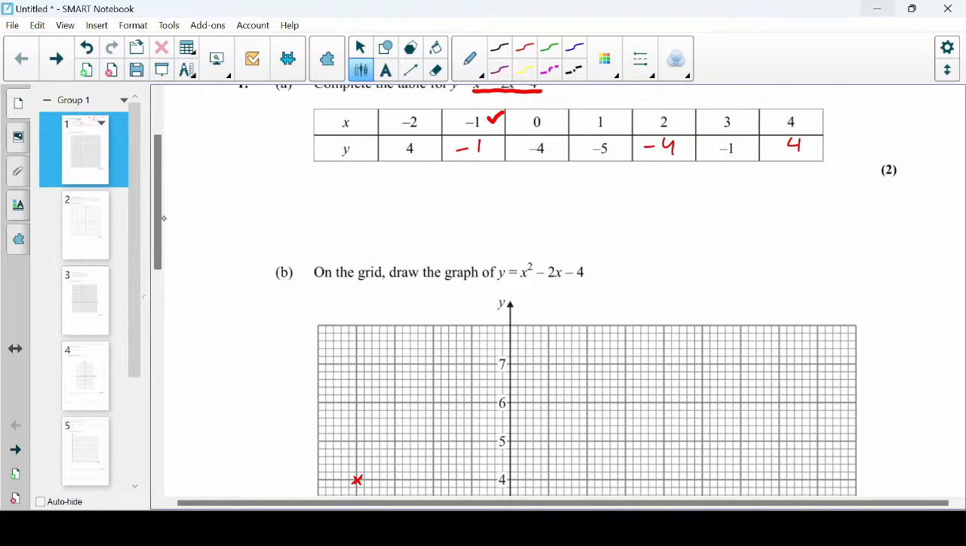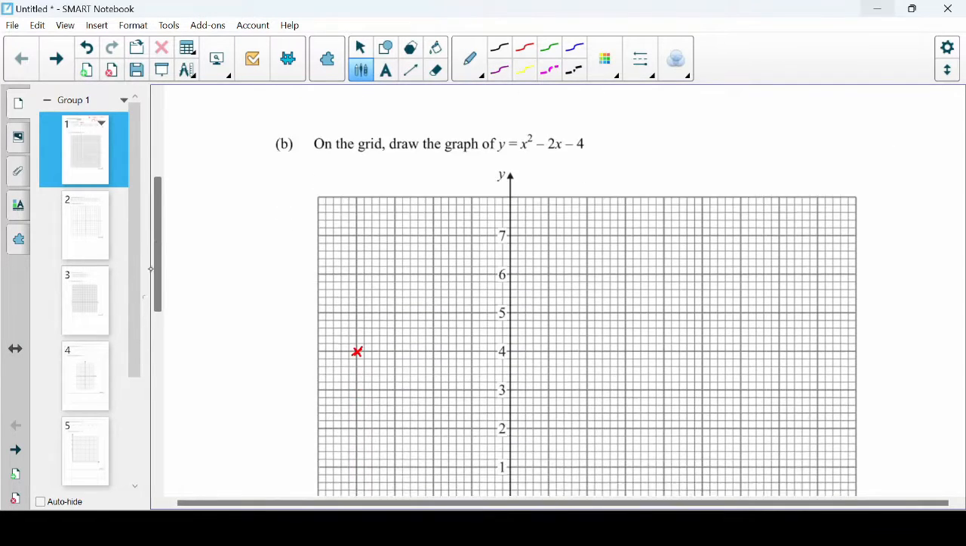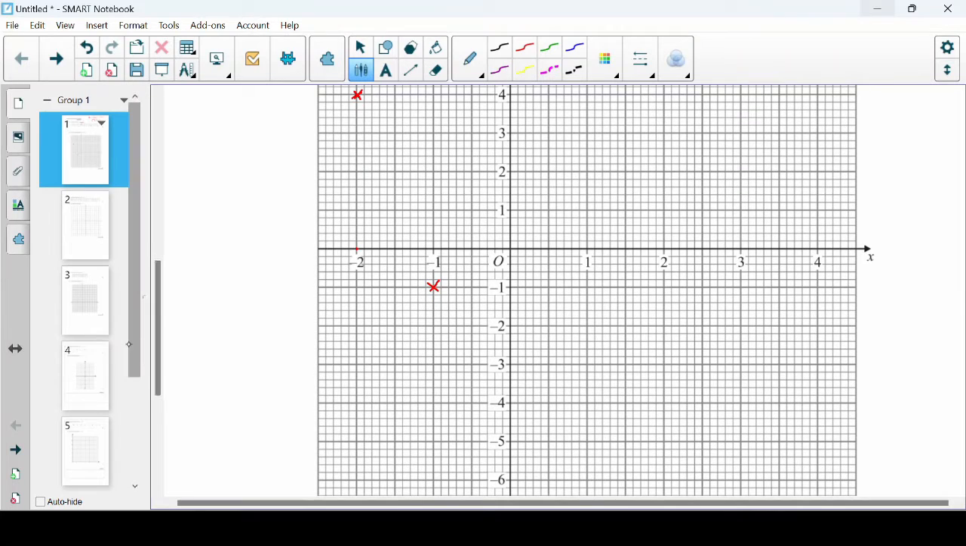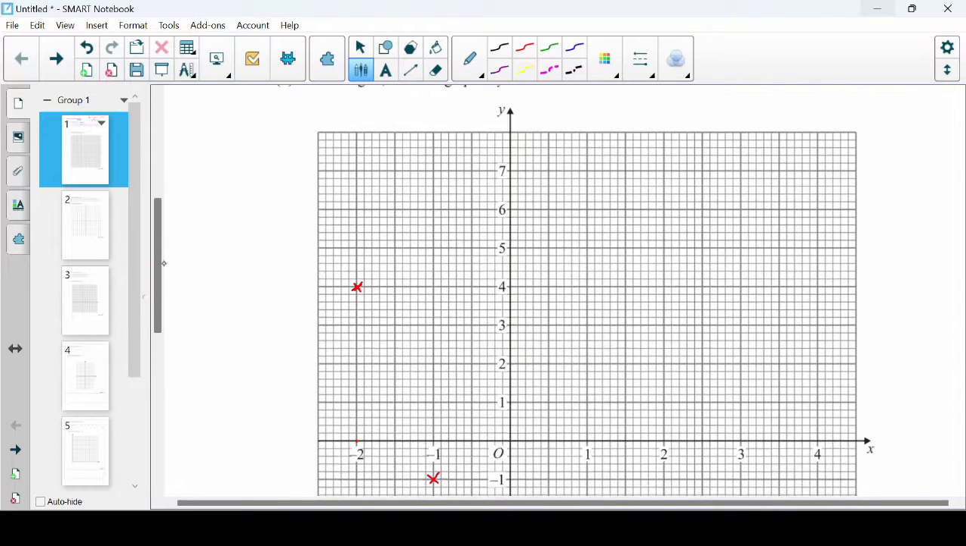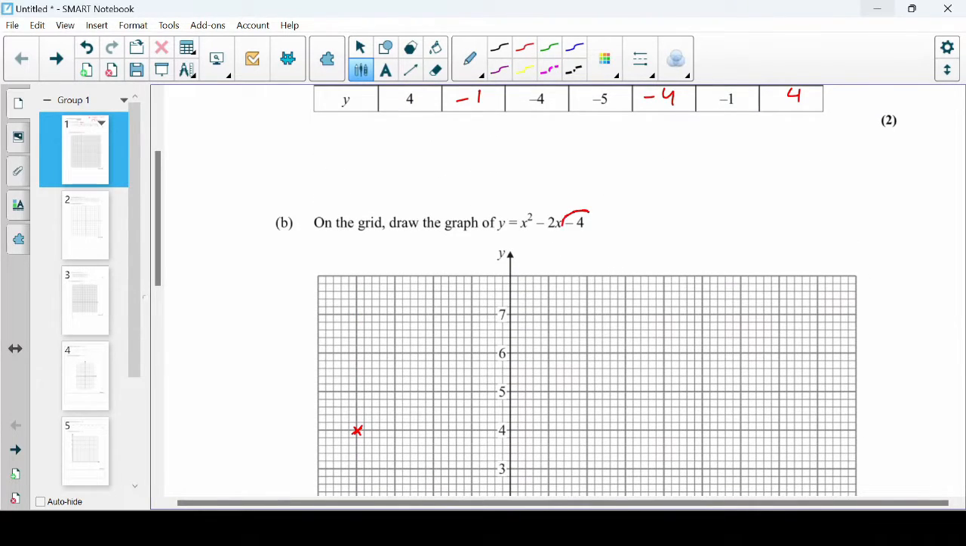And the third point is x is 0 and y is -4. This is the point. And if you see in the equation here, this is -4. The equation of a quadratic is y is equal to ax squared plus bx plus c, and c is the y-intercept. So we know that the y-intercept is -4, that the line should cross the y-axis at -4.